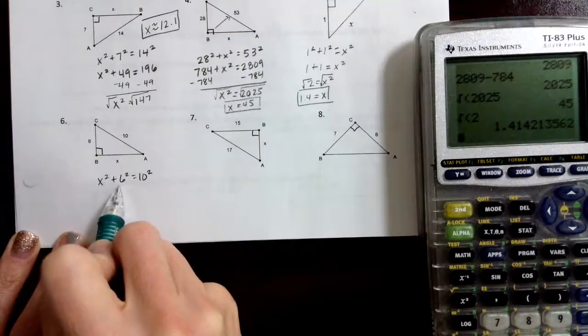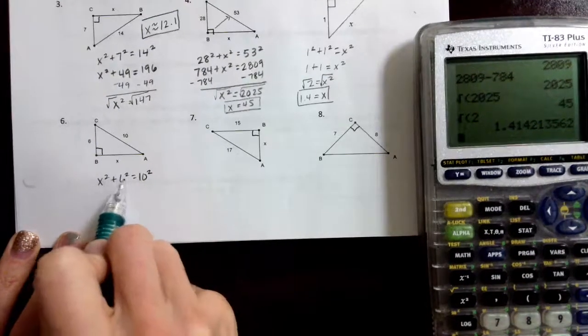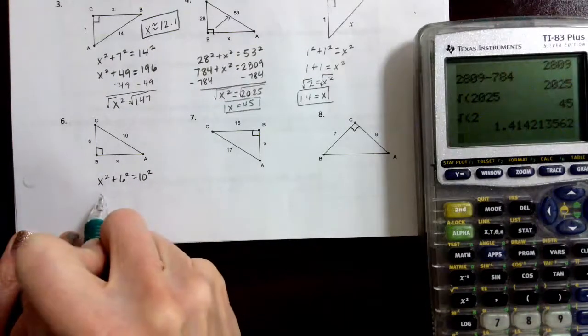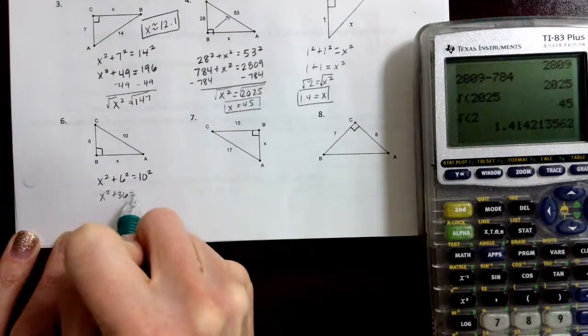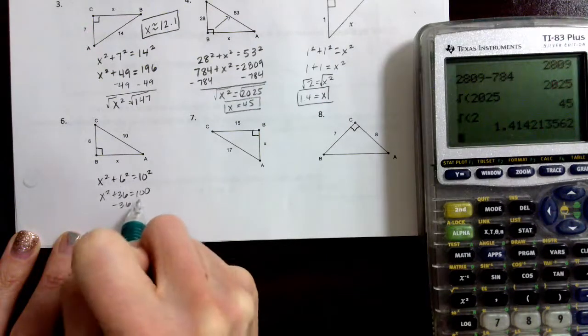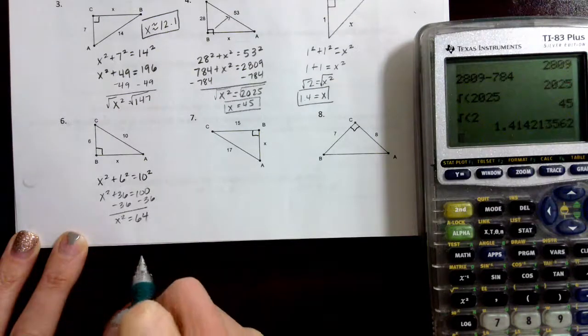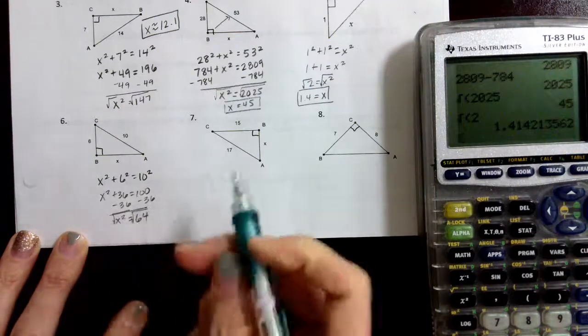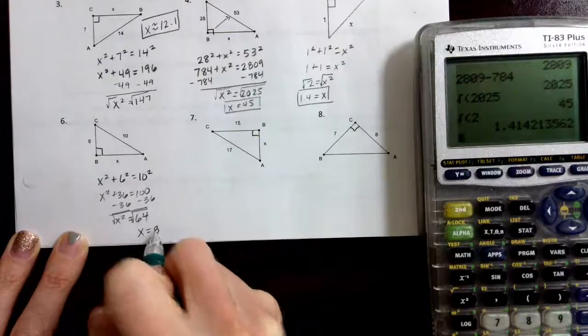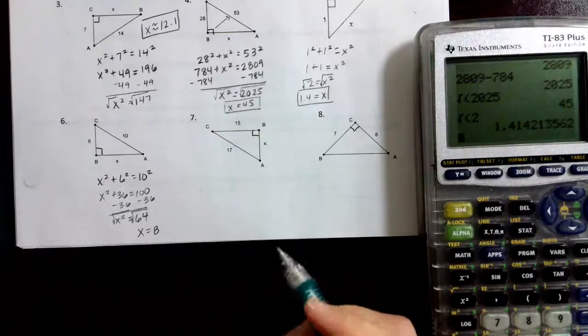So we have x squared plus 6 squared equal to 10 squared. Remember, these two could switch if we wanted to. I'm going to have x squared plus 36 is equal to 100. If I subtract 36 from both sides, I get x squared is equal to 64. My last step here is to take the square root of both sides, and I end up with x is equal to 8. Okay? How about that next one?